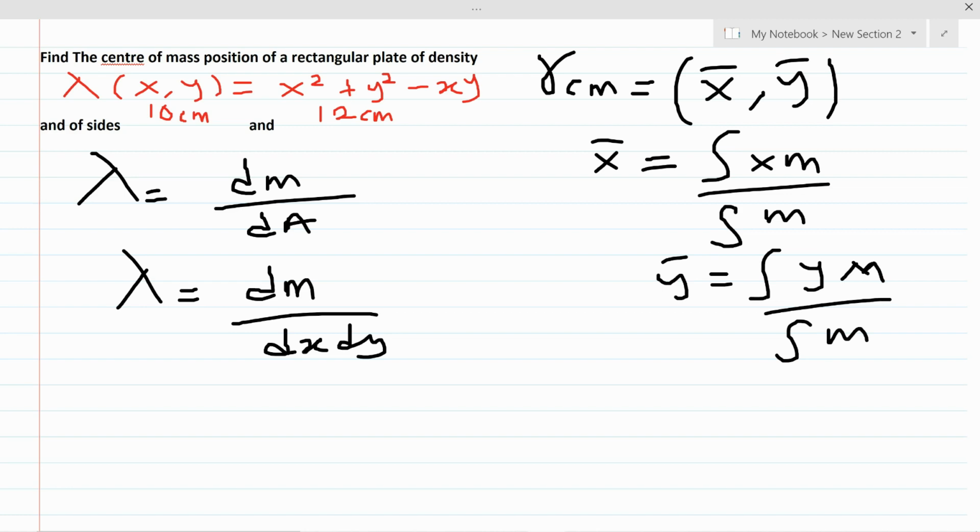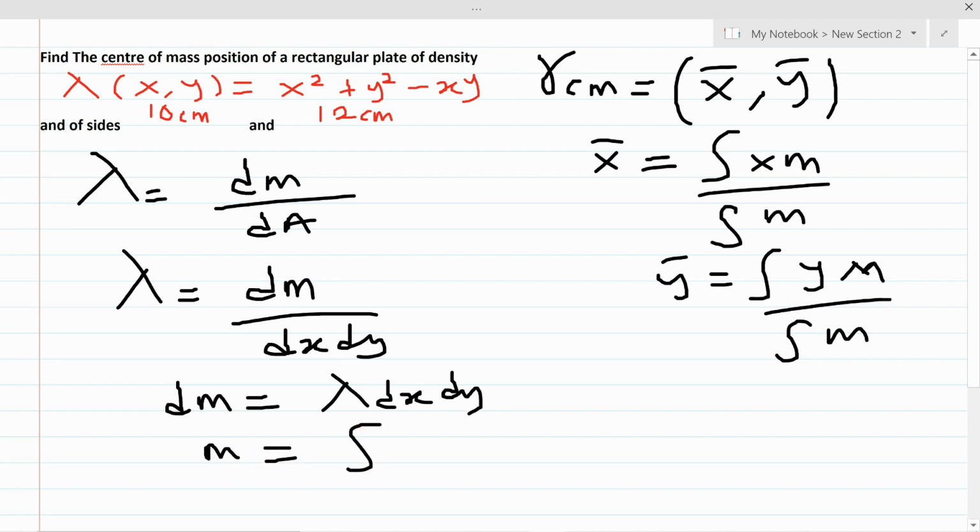Okay, now our dm will be equal to, what, how do I put this? This will be equal to lambda dx dy. So my m will be the integral of lambda dx dy.